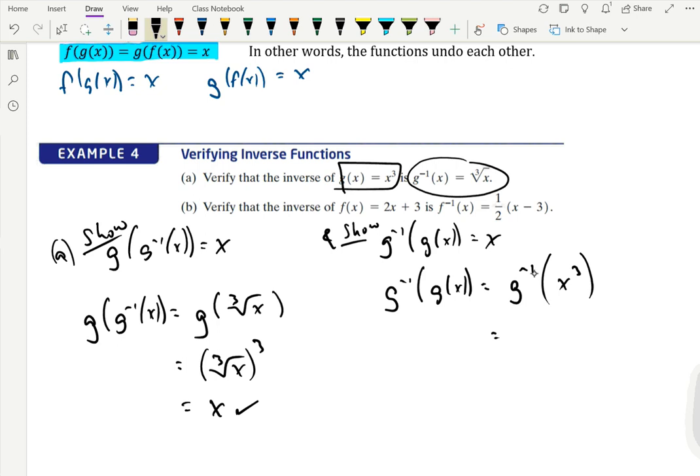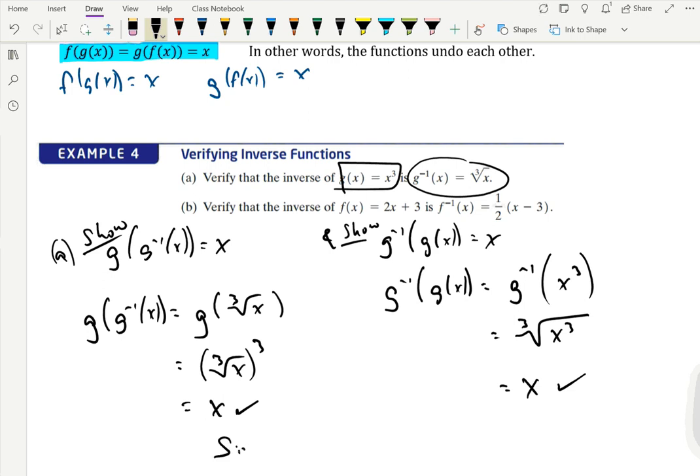Now I want to apply the inverse function. So the inverse function is the cube root of whatever my input is. So I want the cube root of my input. My input is x cubed. So again, similar to what we had on the previous item, the root and the power cancel out, so I end up with x. So yes, I've shown both ways.